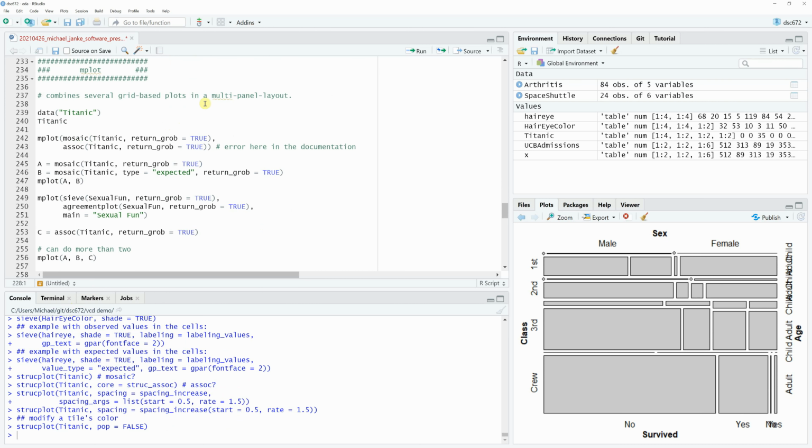MPlot is a method to take other types of plots and put them together in a grid so you can see them in one view.